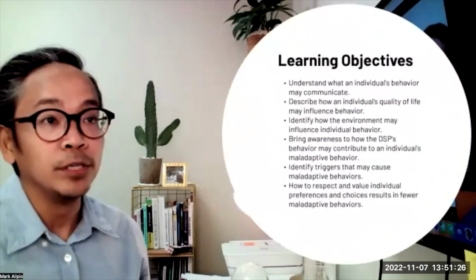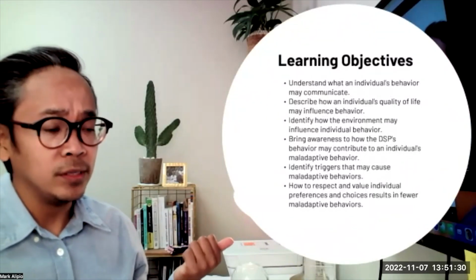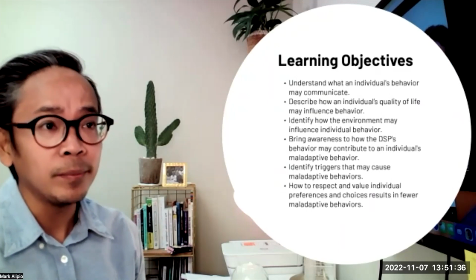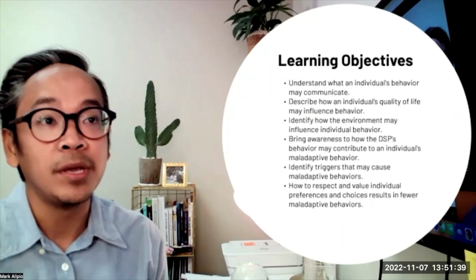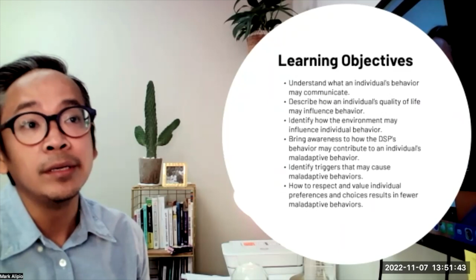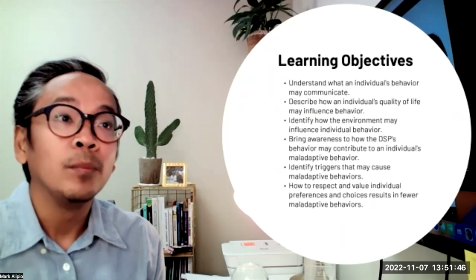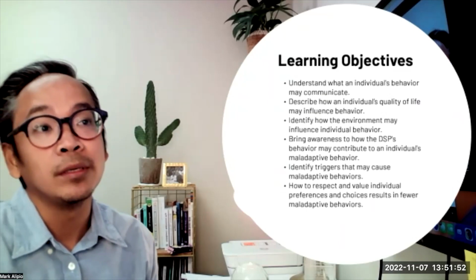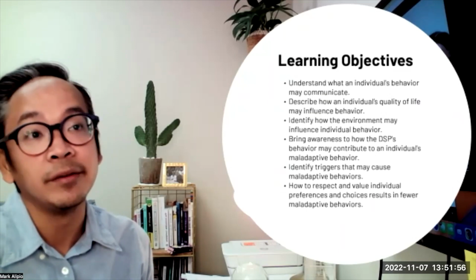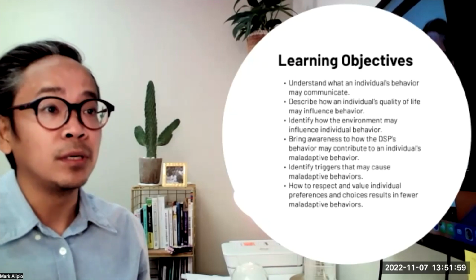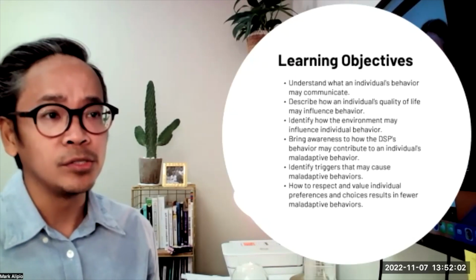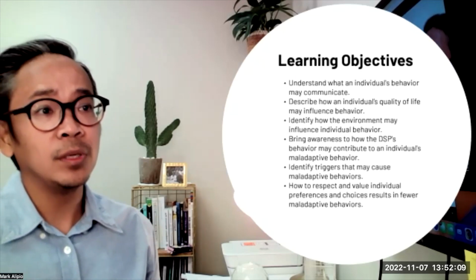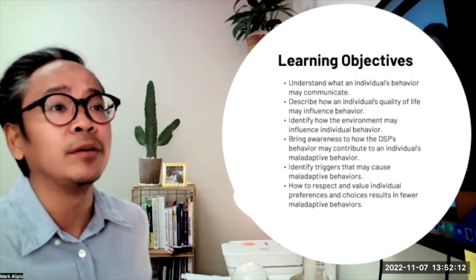Our learning objectives: our goal here is for you to understand what an individual's behavior may communicate, describe how an individual's quality of life may influence the behaviors, identify how the environment may influence individual behaviors, bring awareness to how DSPs' behaviors may contribute to an individual's maladaptive behaviors, how individuals may trigger and cause maladaptive behaviors, and also how respecting and valuing individual preferences and choices results in fewer maladaptive behaviors.